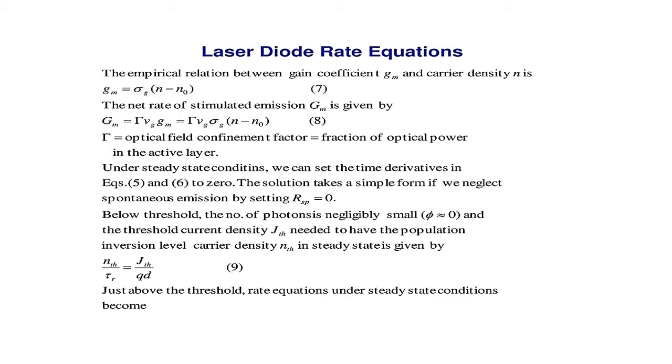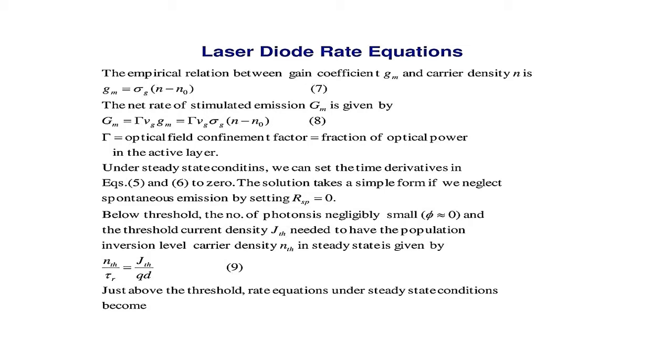that is equal to the fraction of optical power in the active layer. Under steady state conditions, we can set the time derivatives in both equations to 0. The solution takes a simple form if we neglect the spontaneous emission by setting Rsp equal to 0. Below the threshold, the number of photons is negligibly small, that is Φ is approximately 0, and for the threshold current density JTH to have the population inversion level carrier density NTH in steady state, NTH/τR is equal to JTH/qd.